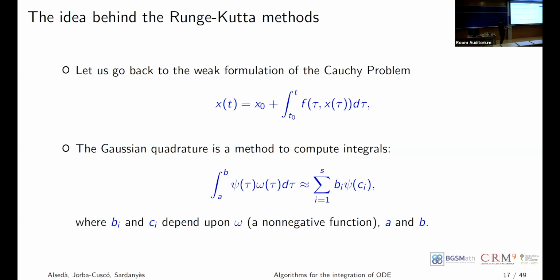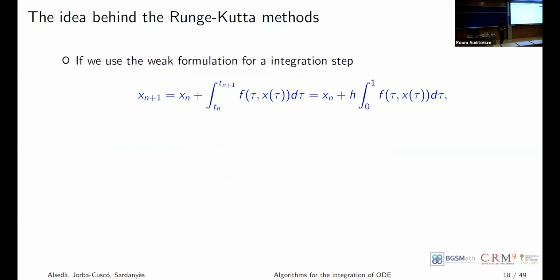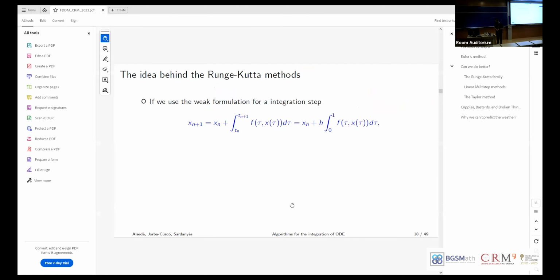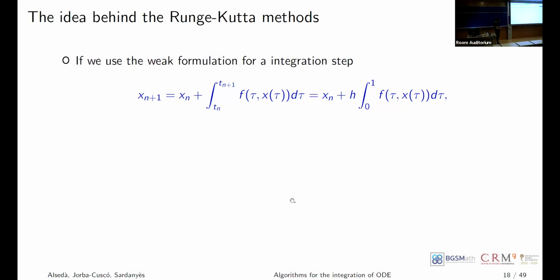So if we do this and we apply it to the weak formulation, we can do some algebra and then do a change of variables and put the step size here. And yes, I have something which is close to a stepper for an ODE. I mean, this is similar to the Euler method. I would like to make you notice, it's similar, but instead of having the vector field, I have an integral here.